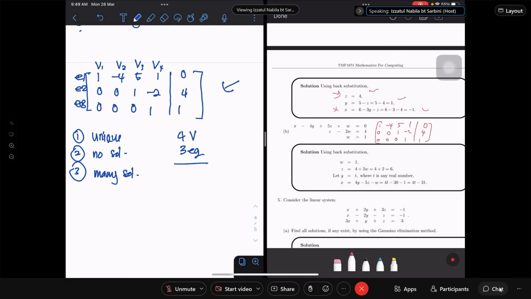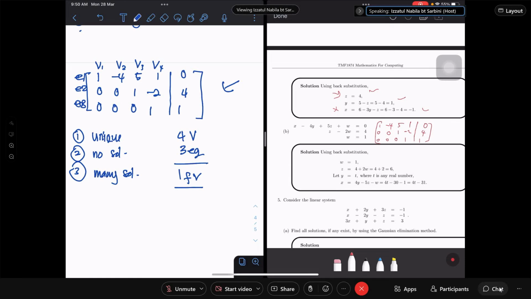4 variables and 3 equations. You have 4 variables, but you only have 3 equations. So you're going to have 1 free variable. I will explain to you what a free variable is. Okay, you're going to have 1 free variable. How do you write free variables?